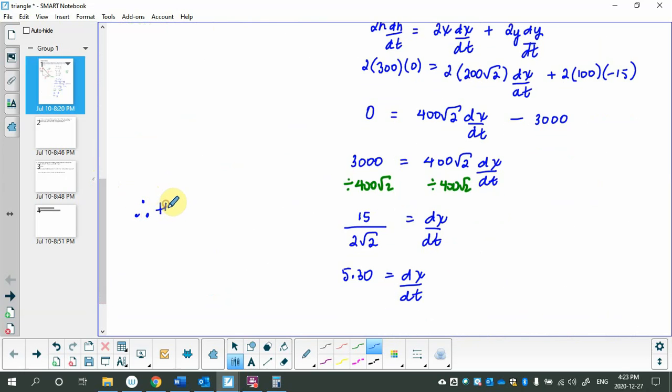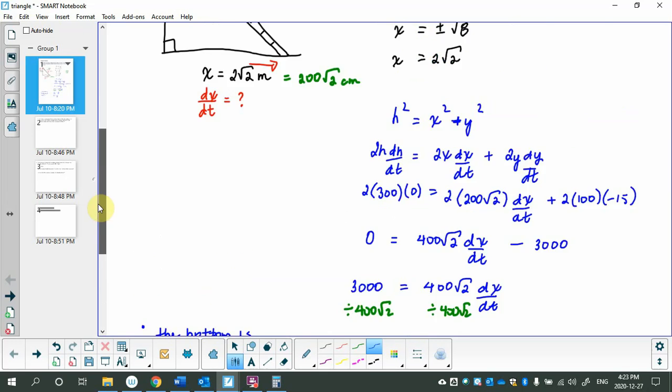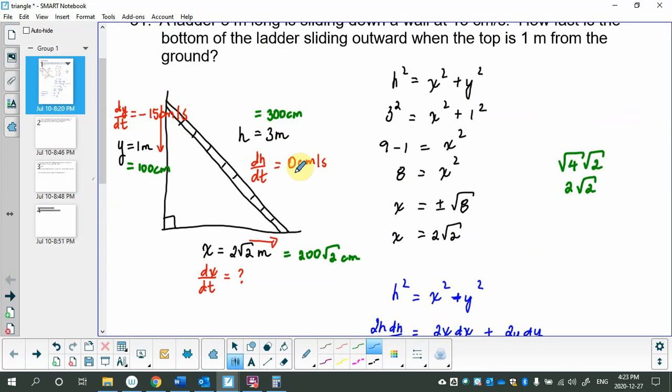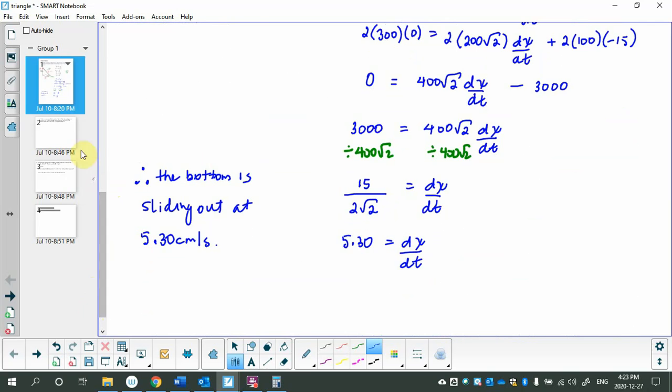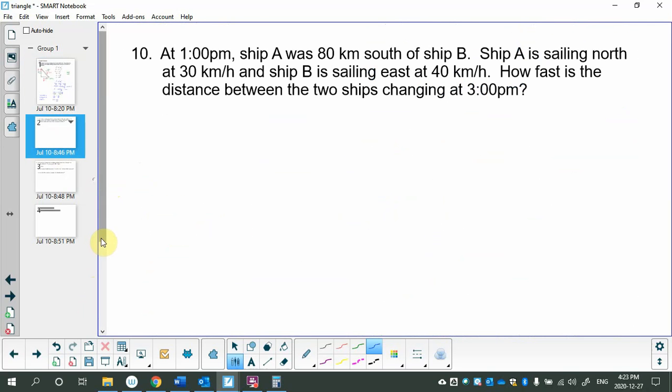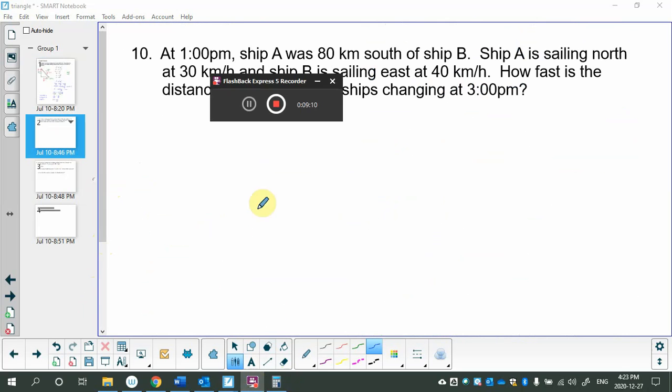Therefore, the bottom is sliding out at 5.30 centimeters per second. Because remember, I kept everything in centimeters per second. All right, so flip to the next one. It's kind of the same. I'm going to take a little hand cramp break.